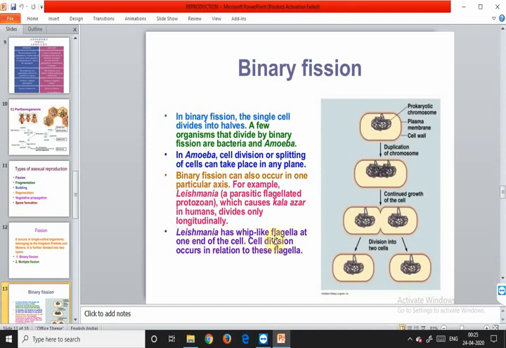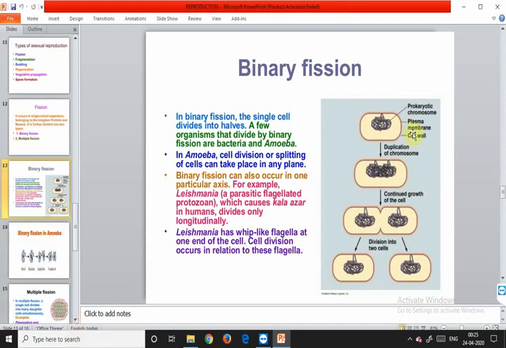Leishmania has a whip-like flagella. Whip means a form of tail at one end of the cell. Cell division occurs in relation to these flagella. These flagella present in the Leishmania are mainly responsible for the process of binary division.